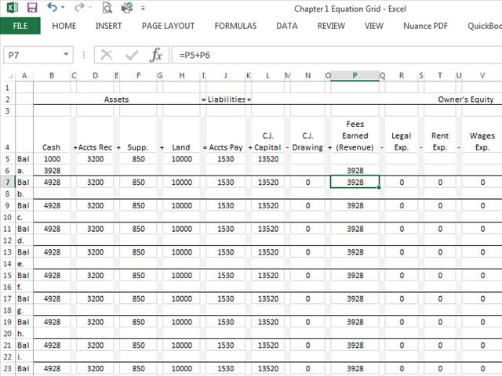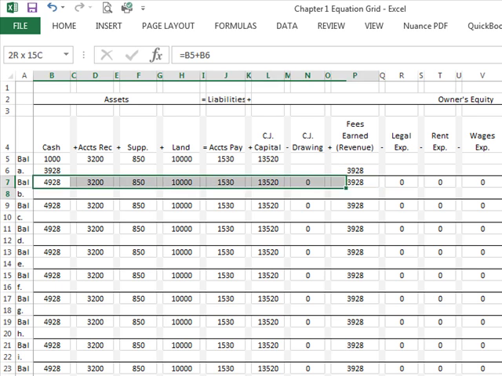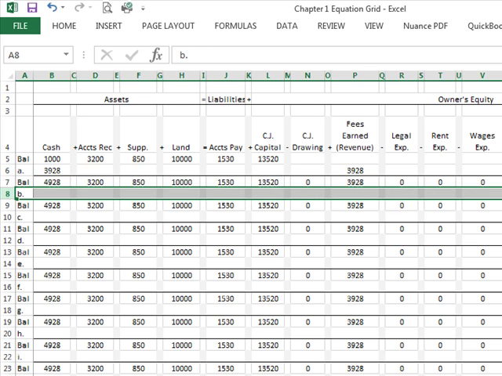We're also going to bring down the balance for the accounts that we did not use. So we've balanced. Cash has $4,928. Accounts receivable has $3,200. Supplies has $850. Land is $10,000. Accounts payable $1,530. Capital $13,520, and fees earned, $3,928. So then we're going to look at transaction B.